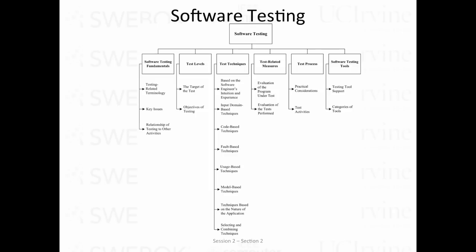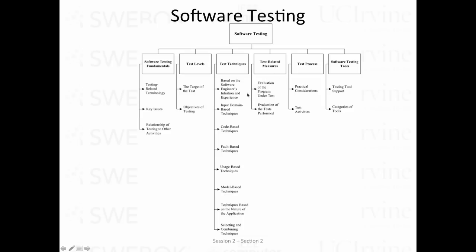As I look at the KA itself, I can look at software testing fundamentals. Within my fundamentals, I'm going to be looking at testing-related terminology and the relationship of testing to other activities within my knowledge areas and within my life cycle. I'm also going to look at the test levels. What's the target of the test? What are the objectives that I'm looking to get out of my testing? Is it a real-time system? Is it a database system? Is it heavily user interface influenced?